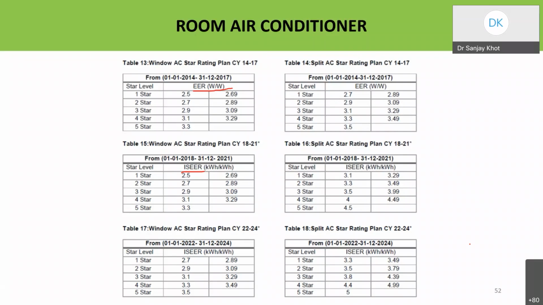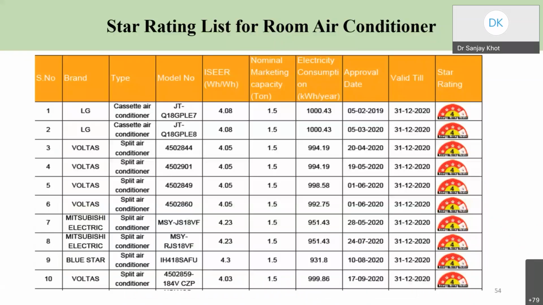Now suppose this is one table which gives you an idea. A single star is compared with the other stars. With every star, the unit cost or the consumption goes on decreasing. We can see these air conditioners available in the market. You can go through the BEE star label website, compare, and download all this data.